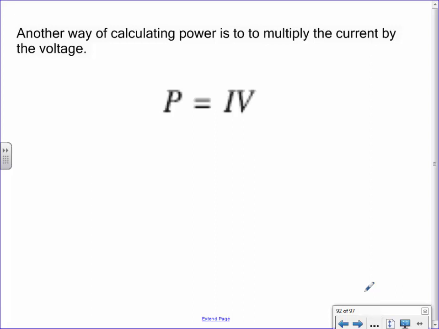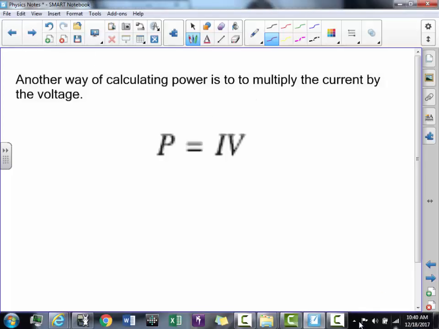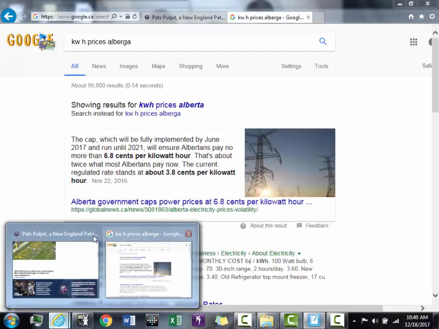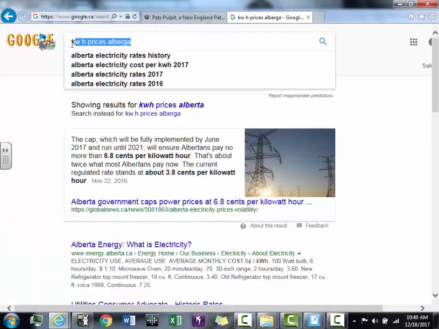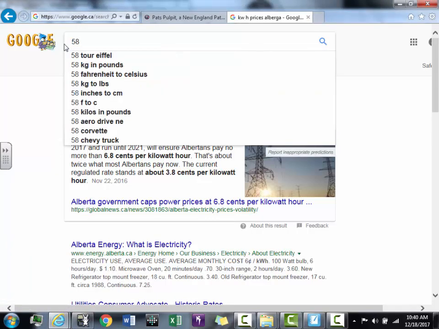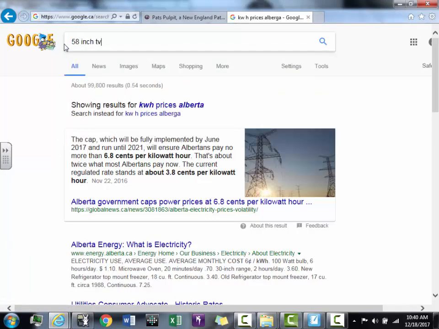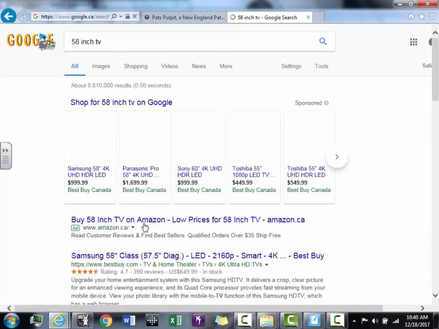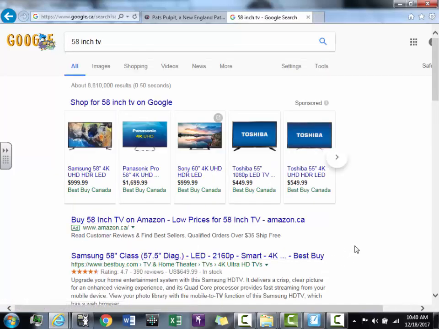The next logical question then is, okay, so energy is how much power you use times by the time you use it for. So if I use the device for long, then that's how long it'll be. Here, actually, I want to do one more thing. I'm going to do a new question here. I want to Google, real quick, the wattage of a television. Let's say 58-inch TV. Let's buy this television right here. I want to see how many watts it is.